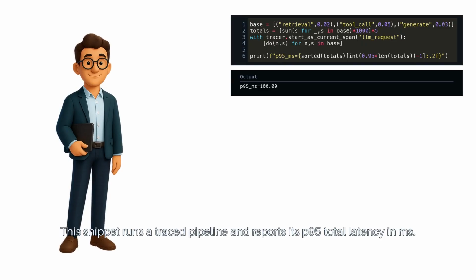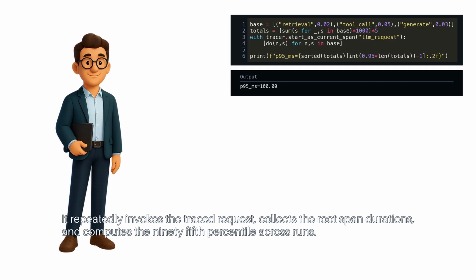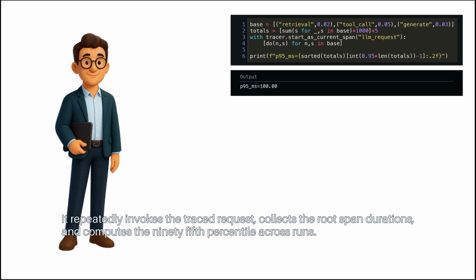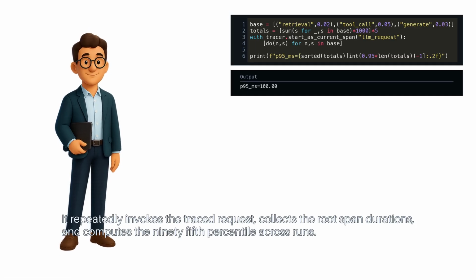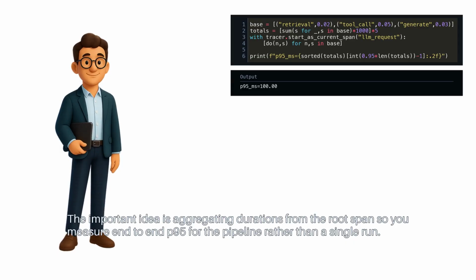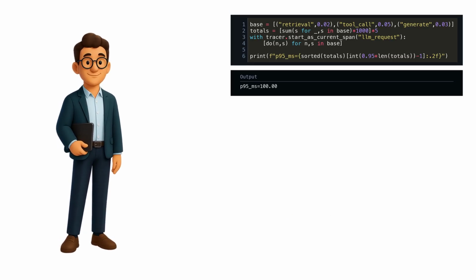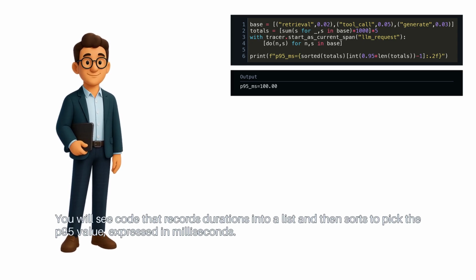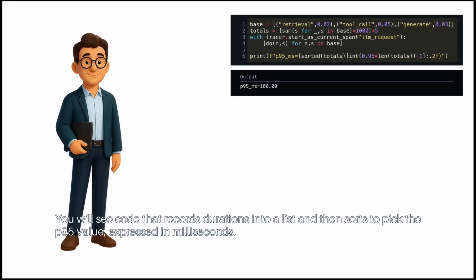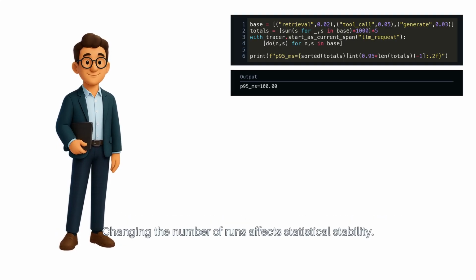This snippet runs a traced pipeline and reports its P95 total latency in ms. It repeatedly invokes the traced request, collects the route span durations, and computes the 95th percentile across runs. The important idea is aggregating durations from the route span so you measure end-to-end P95 for the pipeline rather than a single run. You will see code that records durations into a list and then sorts to pick the P95 value, expressed in milliseconds. Changing the number of runs affects statistical stability.